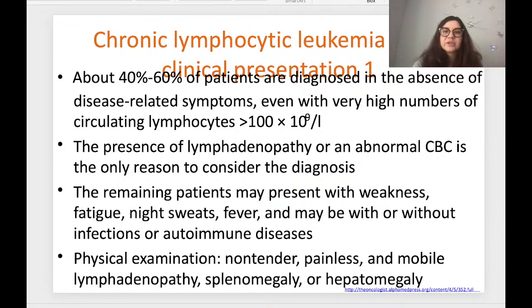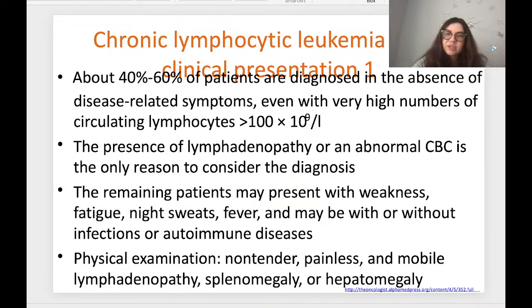Clinical presentation. In chronic lymphocytic leukemia, about 40–60% of patients are diagnosed in the absence of disease-related symptoms, even with very high numbers of circulating lymphocytes, more than 100. The presence of lymphadenopathy or an abnormal CBC is the only reason to consider a diagnosis. That's why most of these patients are first diagnosed by usual follow-up, usual checking with CBC.